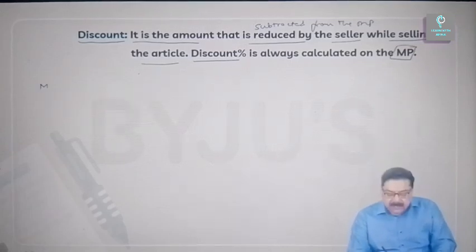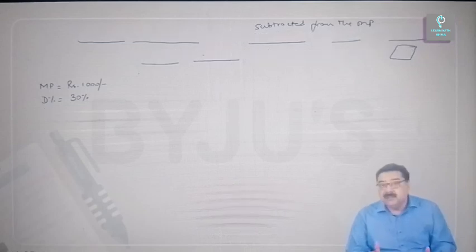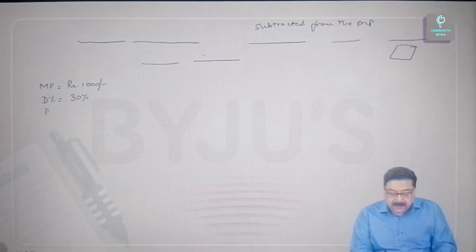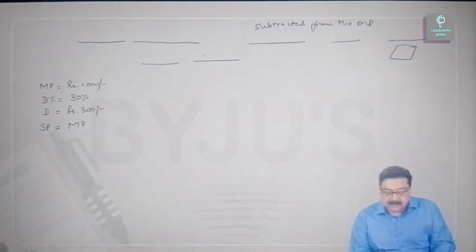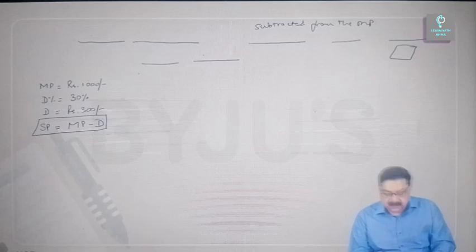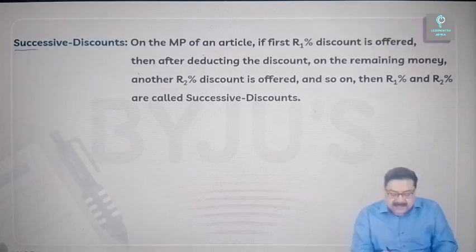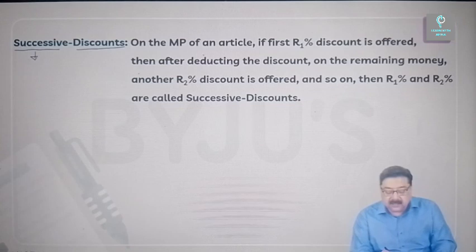Suppose the marked price of a shirt is rupees 1000 and on that a discount of 30% is allowed, which means the selling price of that article. Now how much is this 30% of discount? The 30% of discount in rupees shall be rupees 300. So the final selling price of an article is always marked price minus discount. Both are in rupees. So the selling price in this case shall become 1000 minus 300, which is nothing but 700.